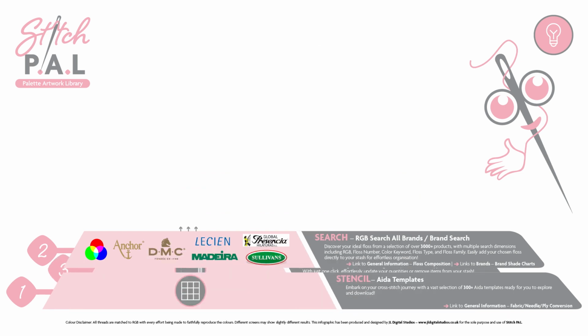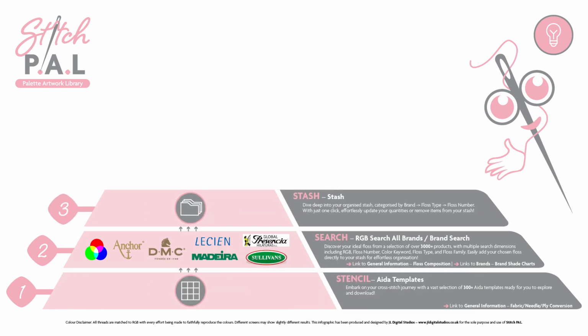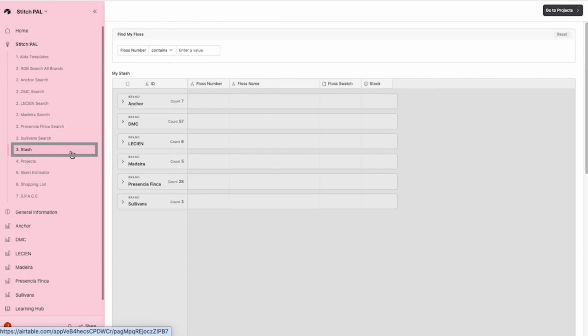Stage 3 is all about your stash. Dive deep into your organised stash, categorised by brand, then floss type, then floss number. With just one click, effortlessly update your quantities or remove items from your stash. The handy STENCIL shortening for My Stash is stash. My Stash can be found under the top level category STENCIL and then stash as highlighted.